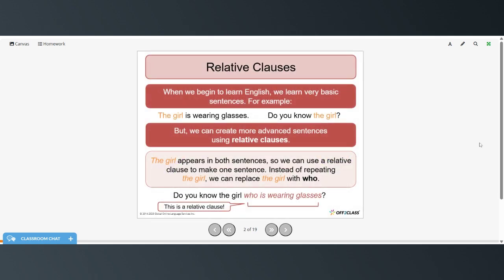So when we begin to learn English, we learn very basic sentences. For example, the girl is wearing glasses. Do you know the girl? But we can create more advanced sentences using relative clauses.